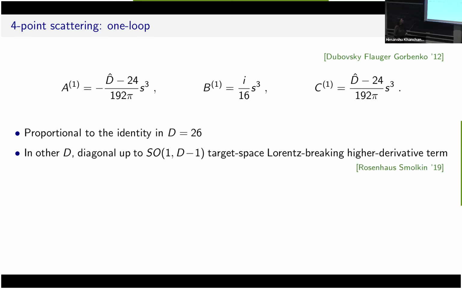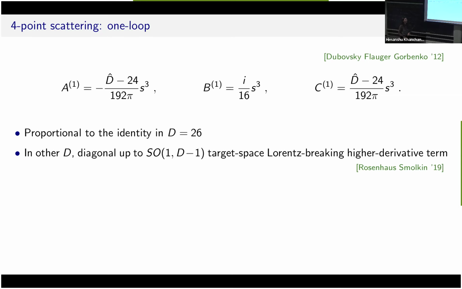Another observation that was made later is that in other dimensions D, so not necessarily in the critical dimension, you can actually get rid of these terms A and C by adding some counter term to the Lagrangian that is of higher derivative, but with the same number of transverse fields. However, this term actually breaks the nonlinearly realized target space Lorentz symmetry.